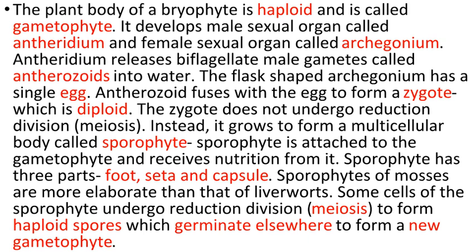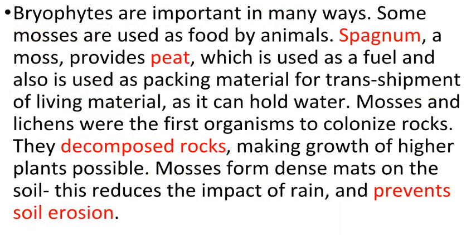The zygote does not undergo reduction division, meiosis. Instead, it grows to form a multicellular body called sporophyte. Sporophyte is attached to the gametophyte and receives nutrition from it. Sporophyte has 3 parts: foot, seta and capsule. Sporophytes of mosses are more elaborate than that of liverworts. Some cells of the sporophyte undergo reduction division, meiosis, to form haploid spores which germinate elsewhere to form a new gametophyte.